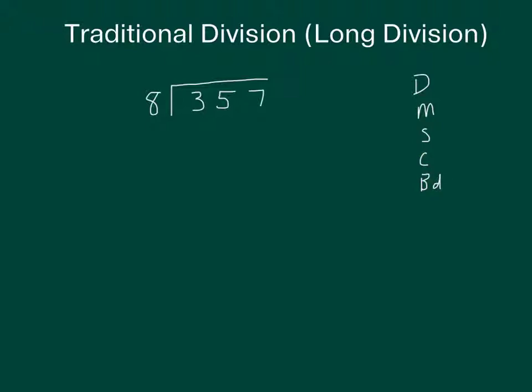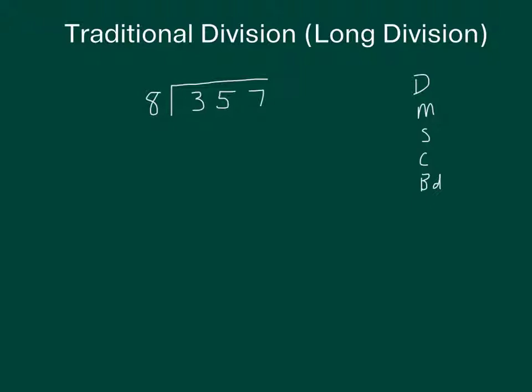And let's jump right into the problem. Our divisor in this problem is 8, and the greatest place of our dividend is in the hundreds place again. It's 3. So I'm going to see how many groups of 8 I can get from 3. If I have 3 apples, how many piles of 8 could I make?